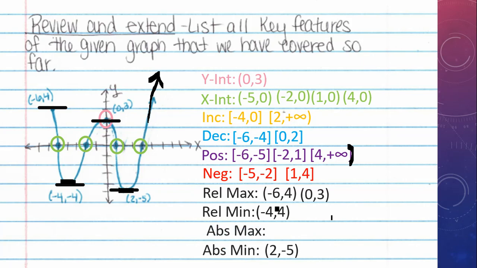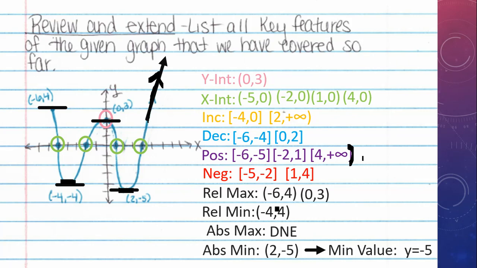I skipped over absolute maximum, and there is no absolute maximum. Why? Because this graph just keeps on going up. If you were asked what is the minimum value, you're using the absolute minimum point, and you are only talking about the y value. So the minimum value of this graph would be y equals -5.